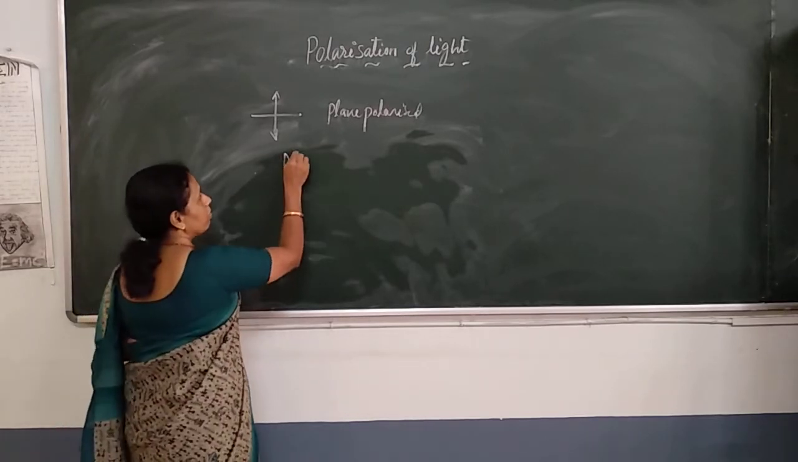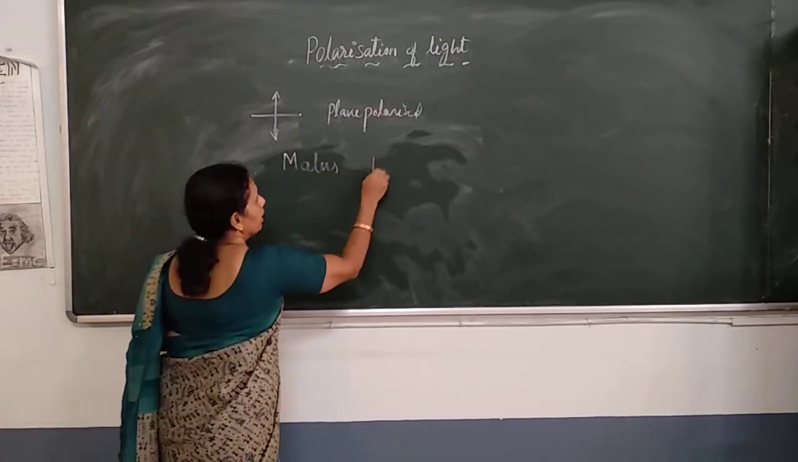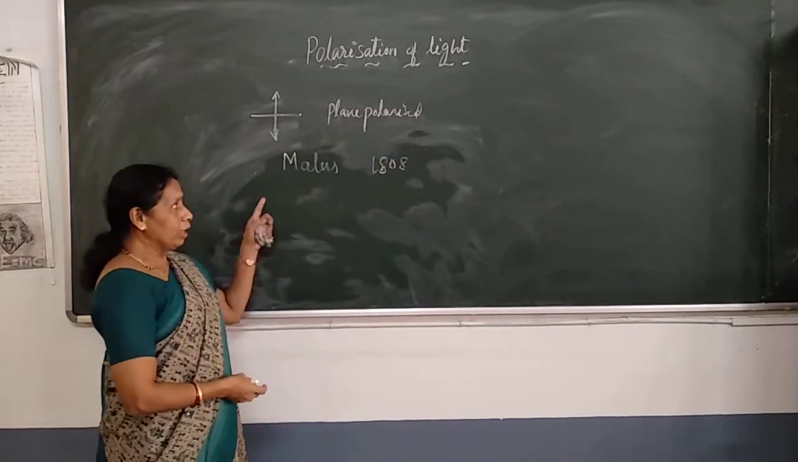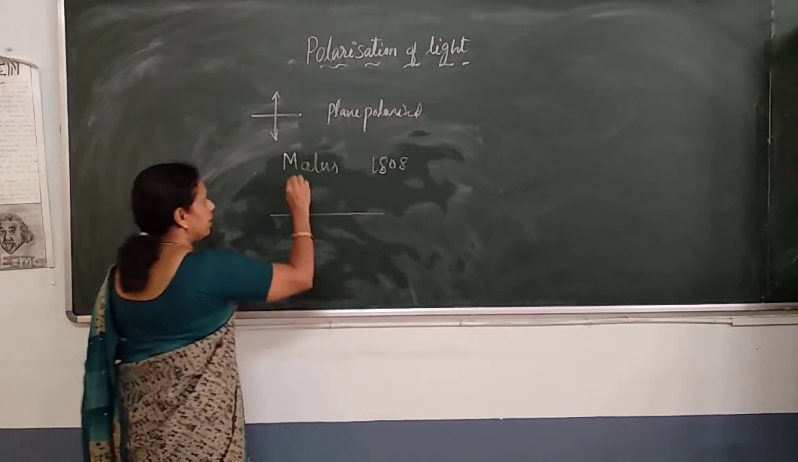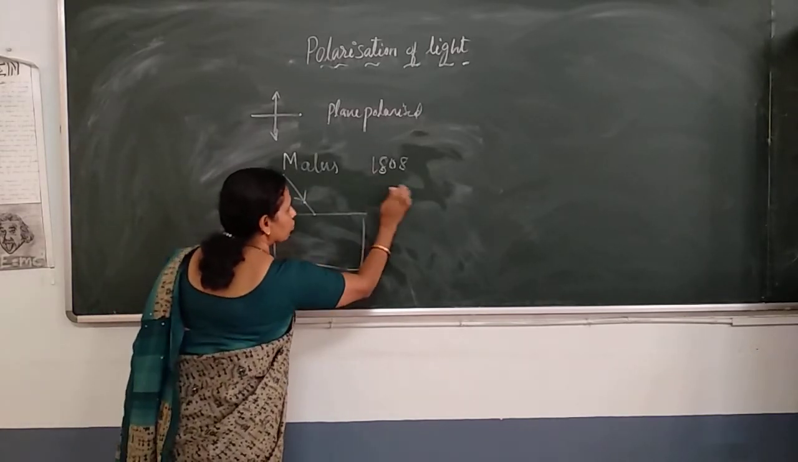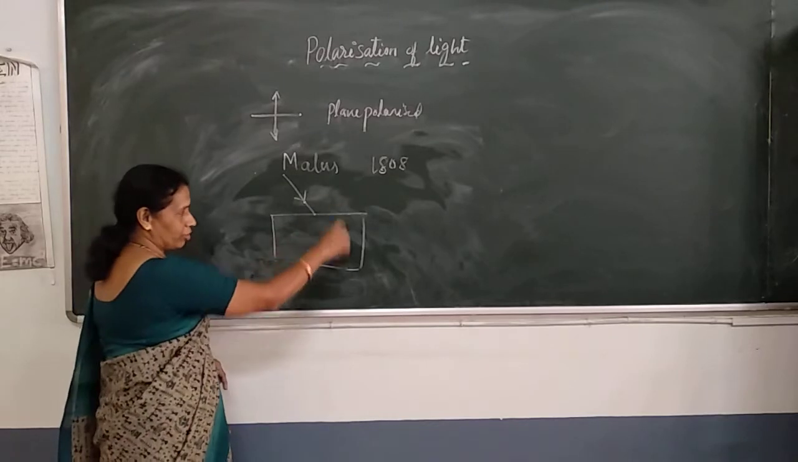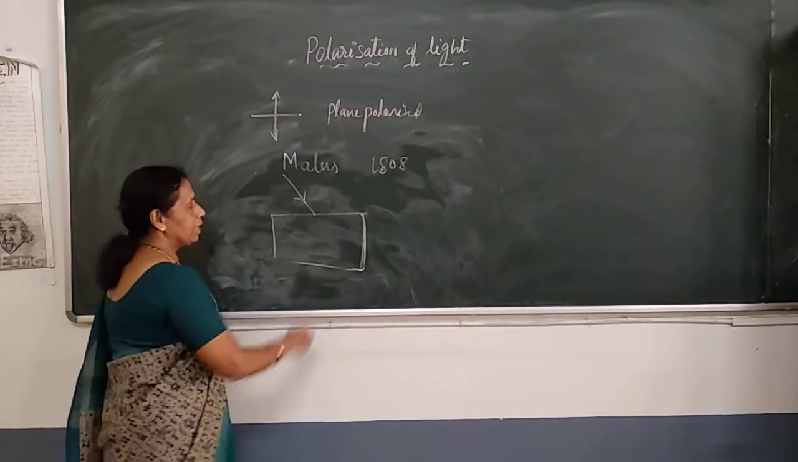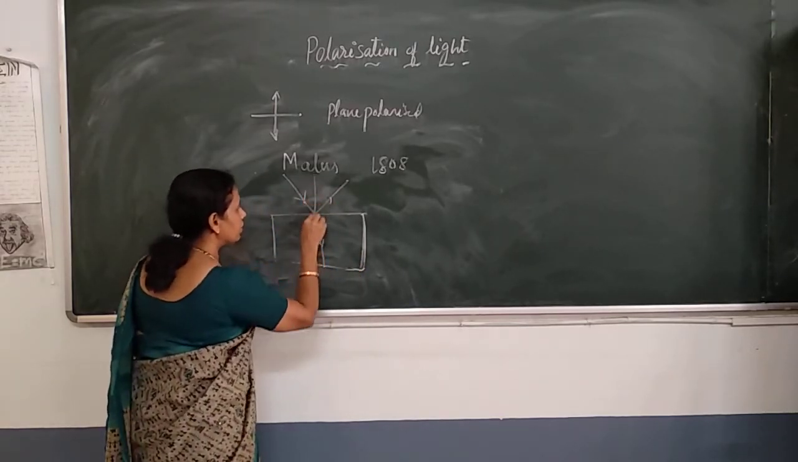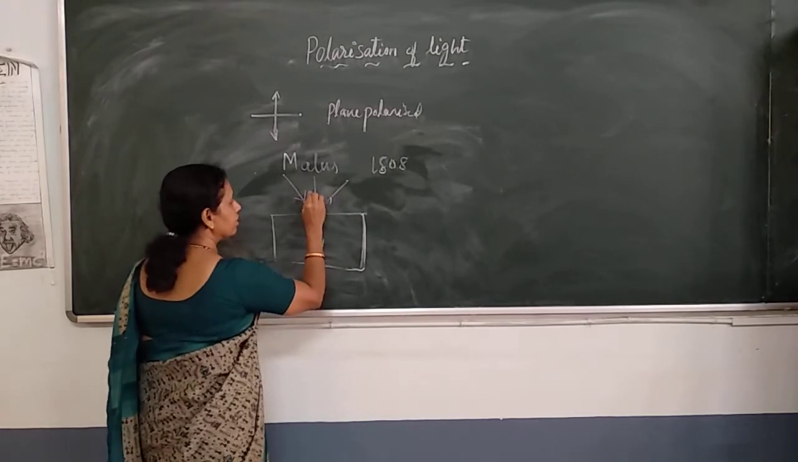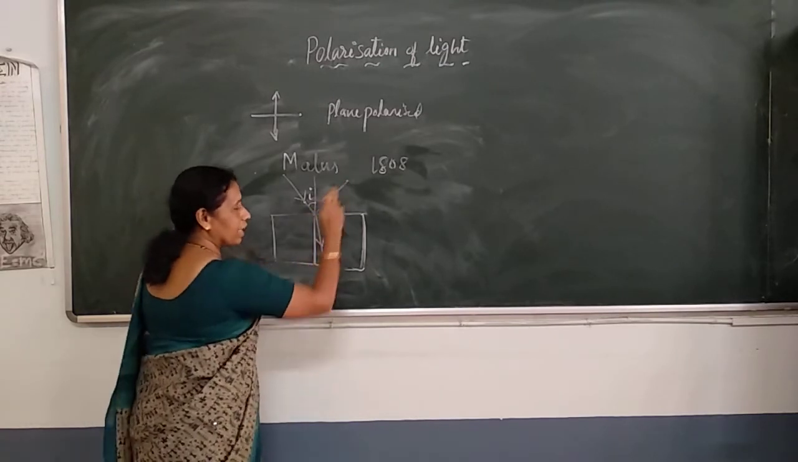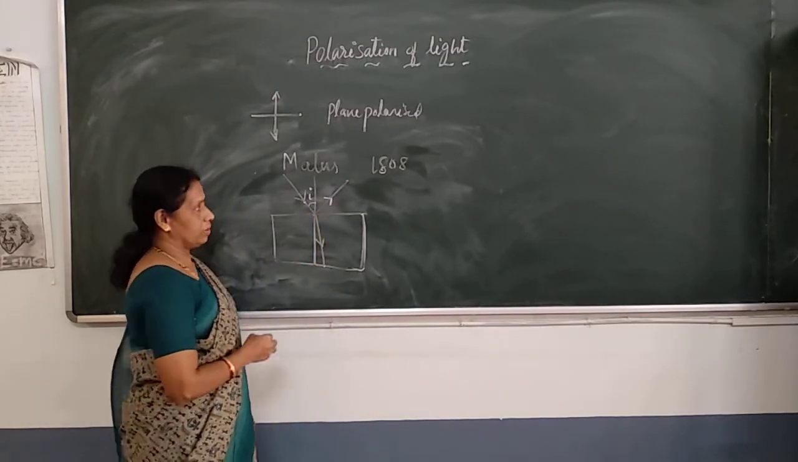This phenomenon was discovered by Malus in 1808. While performing an experiment, Malus observed that when light is incident on the surface of a medium such as glass or water, the light gets partially reflected and partially transmitted. So this is the normal at the point of incidence. This is the angle of incidence, say i. And in this case, he observed that the reflected ray was found to be partially polarized.